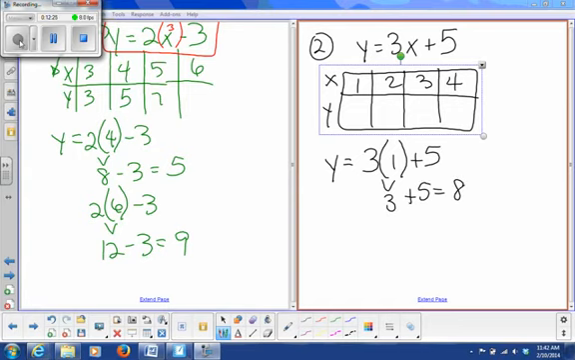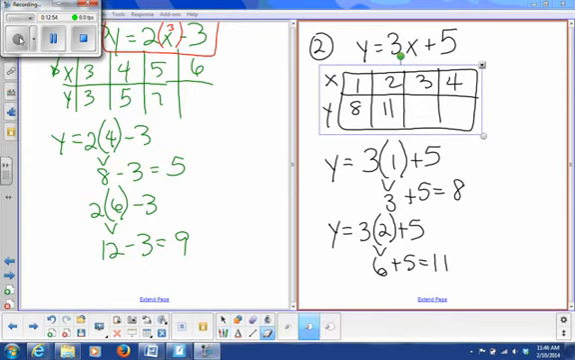Now on your whiteboard, solve for 2. Okay, eyes on me. I was asking you to put in place number 2. So I'm going to go 3 times 2 plus 5. 3 times 2 is 6, plus 5 is 11. Your answer right here should be 11. Okay, do number 3.